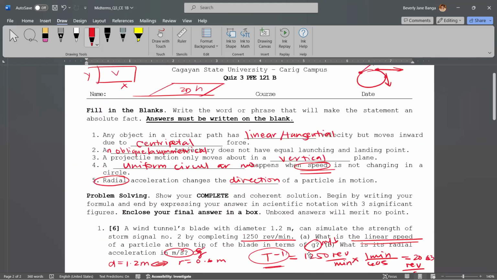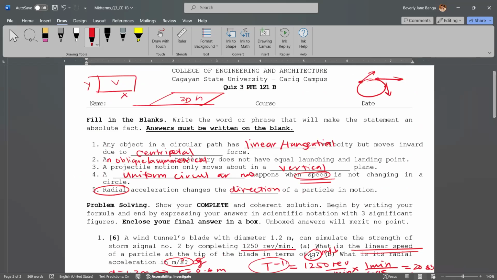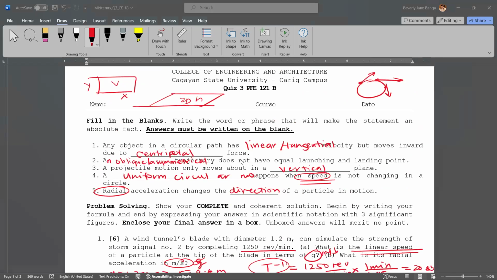Okay, many got high scores in our quiz 3. Okay, so let me proceed to the next quiz. Let me just share quiz 3 of set C.